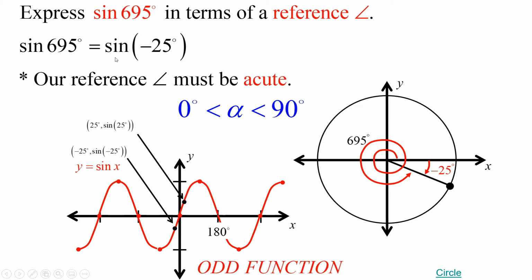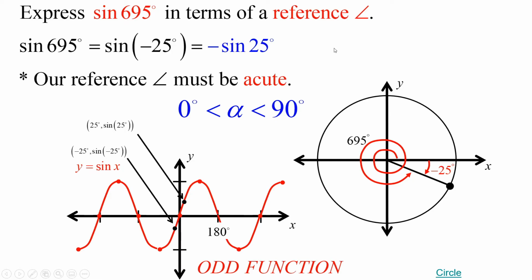And this is the case with any odd function. So sine is an odd function. So sine of negative 25 degrees equals the opposite of sine of 25 degrees. And now we have written sine of 695 degrees in terms of a reference angle, 25 degrees. And that's what they're asking us to do.